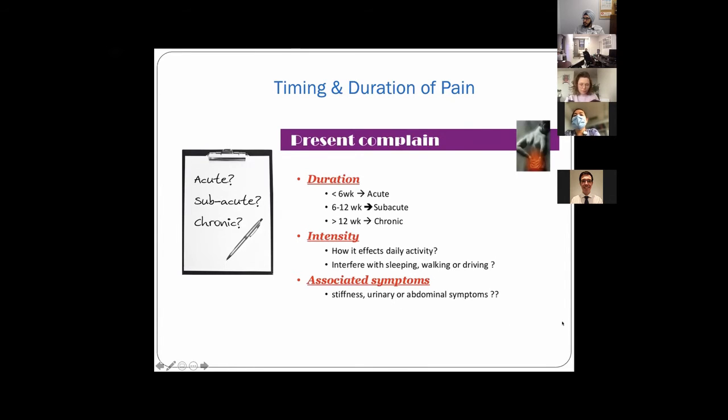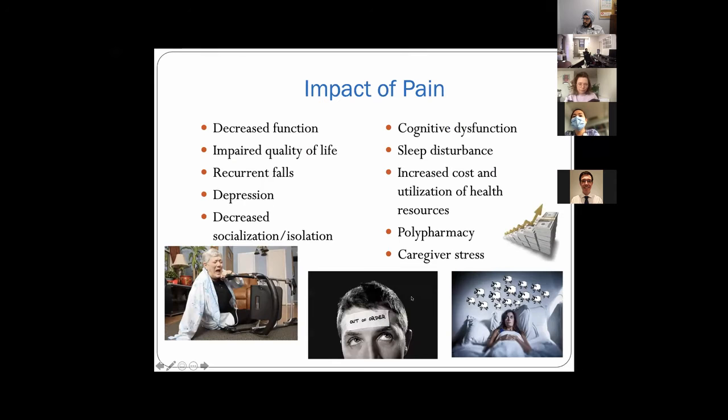So in terms of the timing and duration of pain, we usually divide them into three categories. You have your acute, subacute, and chronic. Usually with acute, you have less than 6 weeks, subacute is 6 to 12, and chronic is more than 12 weeks. Some variation of this is you can just use the magic number 6 weeks. If it's less than 6, it's acute, and more than 6, it's chronic, if you don't want to have the subacute category in it. But I think that apart from the timing and duration, we also need to know the intensity and also the associated symptoms. Next slide.